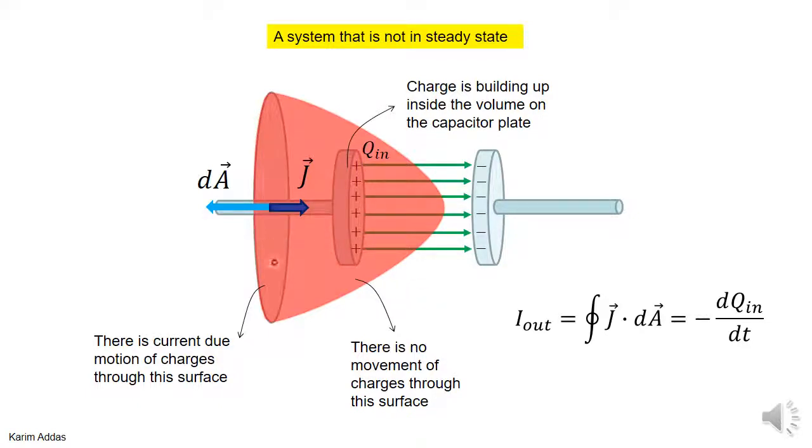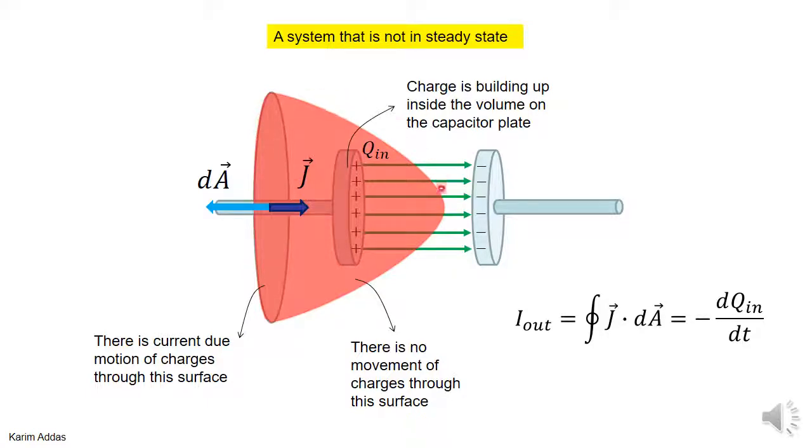If you look at this flat surface, there is current going through this surface. There are charges going through this surface. In this case, it's negative charges going this way. But this curved surface, there's no charge going through it at all. And what's happening is that charge is being built up inside the volume on the capacitor plate. So as time goes on, the charge here becomes more and more positive because negative charges are leaving the volume. So this is a situation where you don't have steady state.